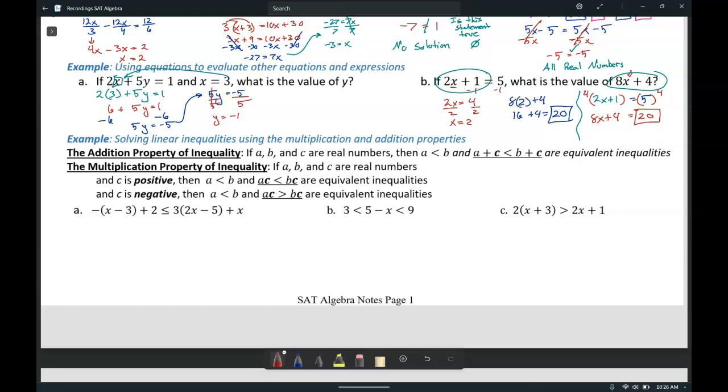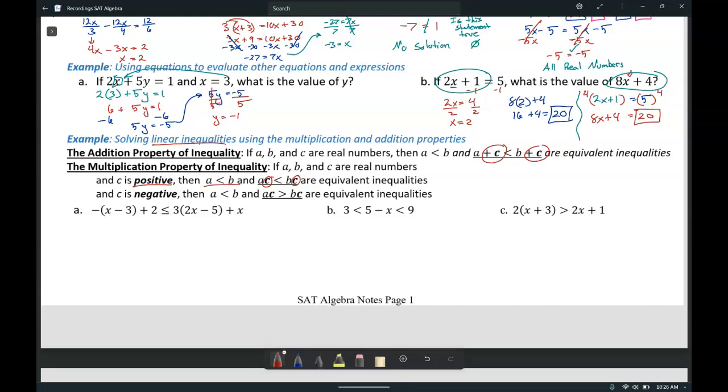Last thing that I want to cover right now is the same concept but with linear inequalities. The addition and multiplication properties are the same. If we have an inequality, we can add or subtract the same thing to both sides, and it remains a true inequality. But the multiplication property changes a little bit. If what we're multiplying by is positive, then there's no difference between one inequality to the next.